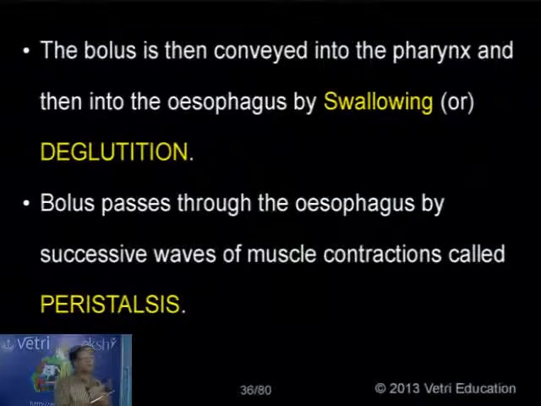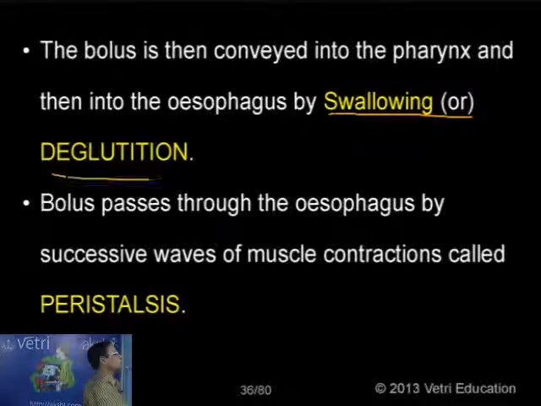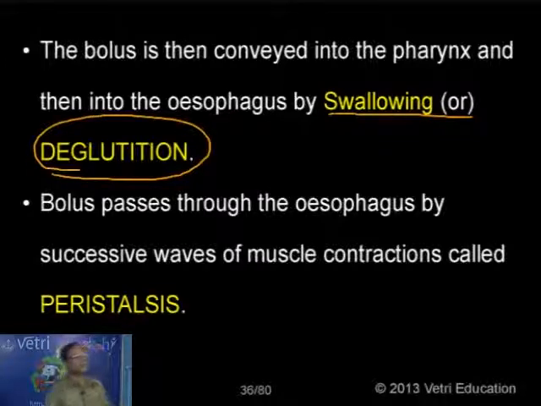As I mentioned earlier, the bolus is conveyed into the pharynx, normally called the throat, where the two tubes communicate with one another, the place where the esophagus and trachea meet. From there it is pushed into the esophagus by swallowing. The act of swallowing is also called deglutition. It is a complex reflex activity. The center for swallowing is located in the medulla.